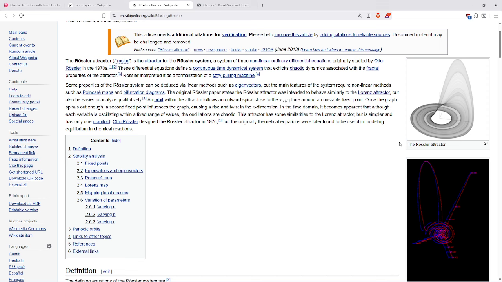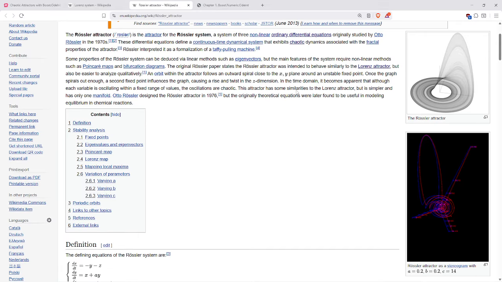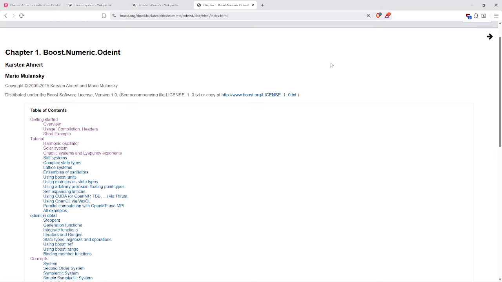doesn't converge to a single point, so it doesn't converge to a fixed point. It stays bounded, so it doesn't diverge to infinity, but it oscillates around in this region and does not converge to a periodic path or a single point. So it also exhibits the sensitivity to initial conditions. So that's basically the idea behind these chaotic attractors. They can create interesting pictures, and that's what we're going to do in a very simplistic way using this library.